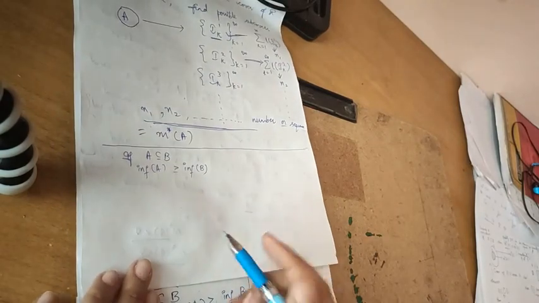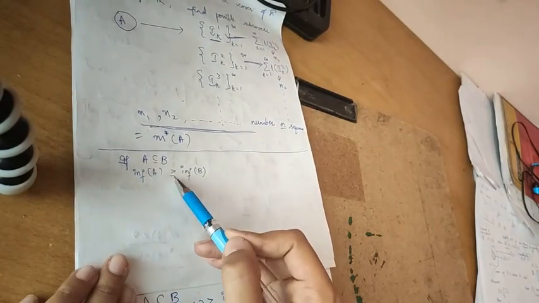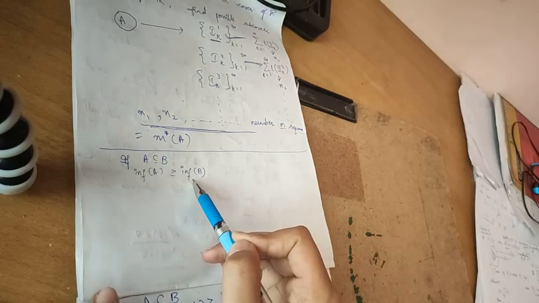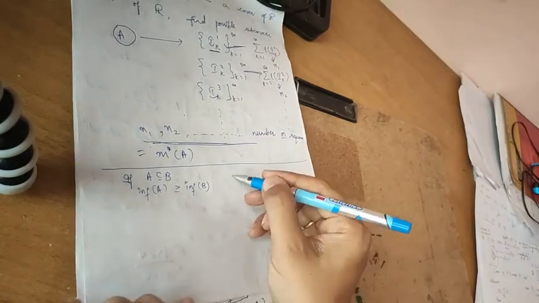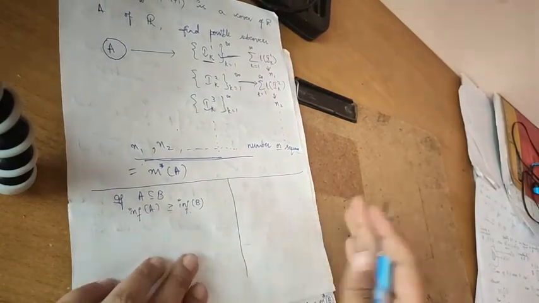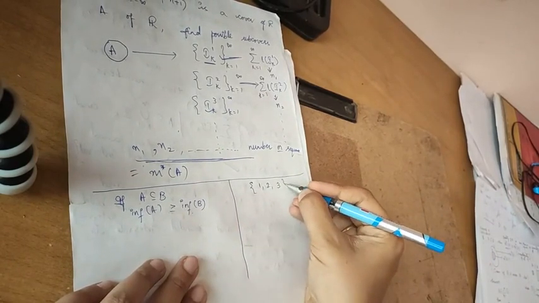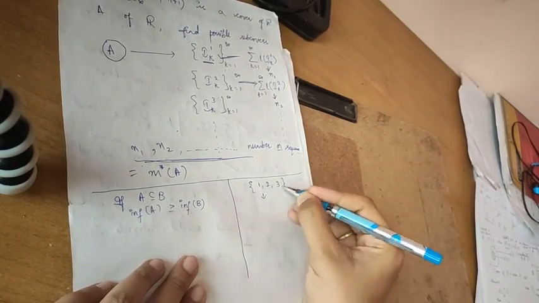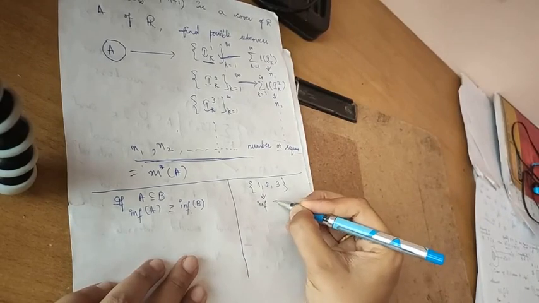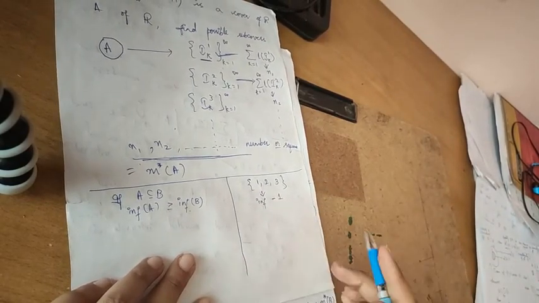So how can I explain this? Infimum of A is greater than or equal to infimum of B whenever A is a subset of B. Let us consider one example. I have a set {1, 2, 3}. So the infimum for this set is 1, isn't it?